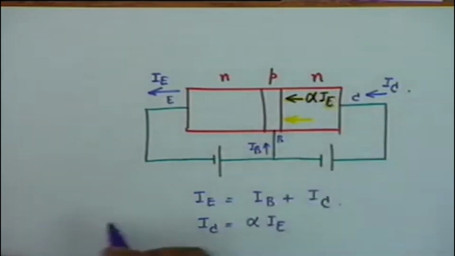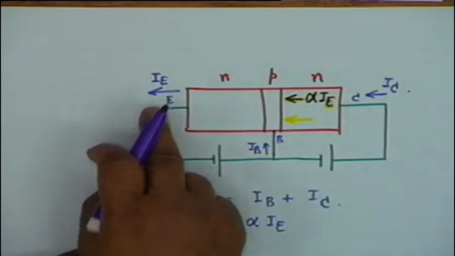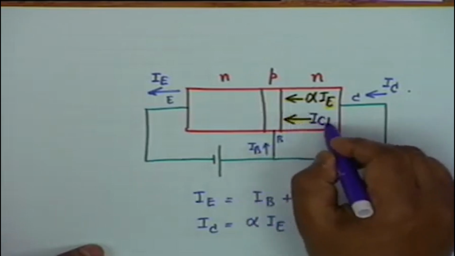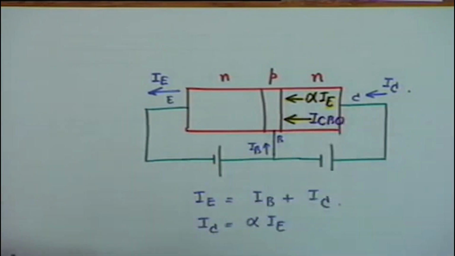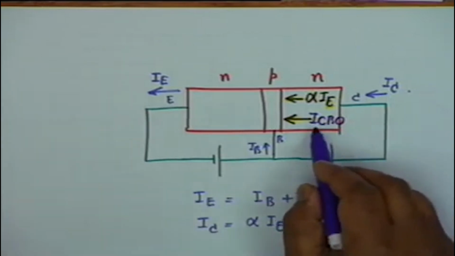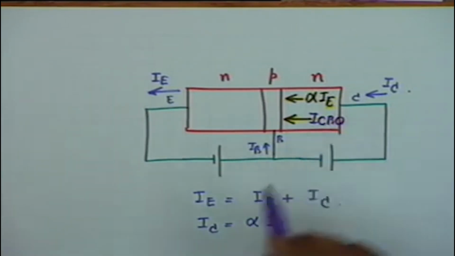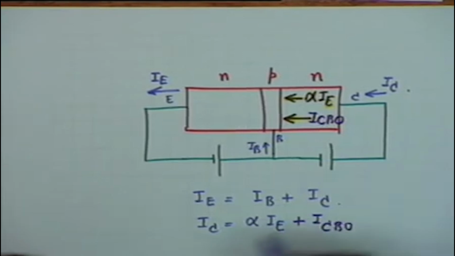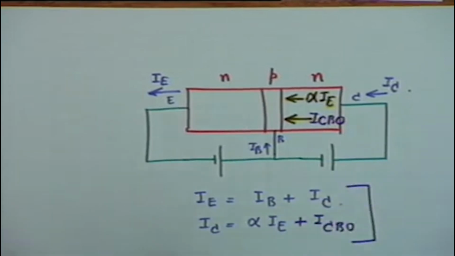Alpha I sub E, this is due to the electrons. Due to the reverse biasing of the junction, there is a current ICBO, which normally in a diode we call IS, the reverse saturation current. Here we call it ICBO, collector base junction, and O stands for saturation. Therefore I sub C is alpha IE plus ICBO. These are the two basic relations in a transistor.